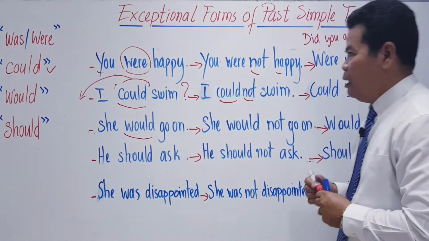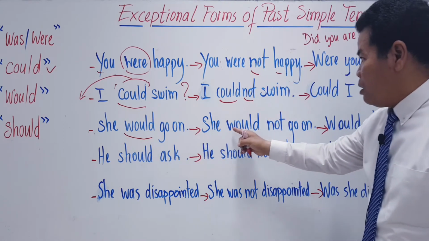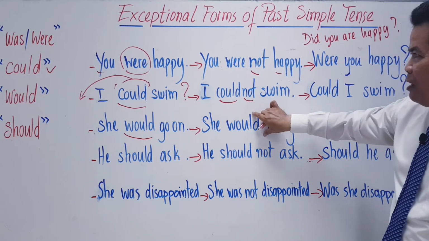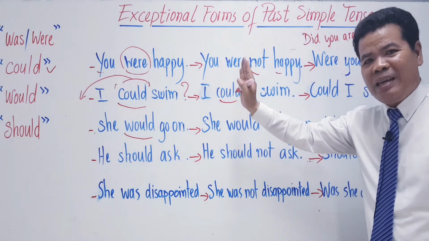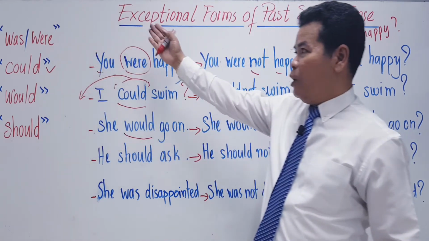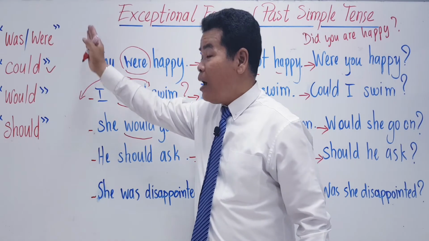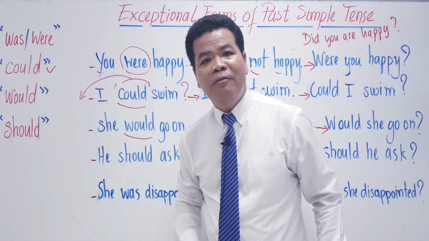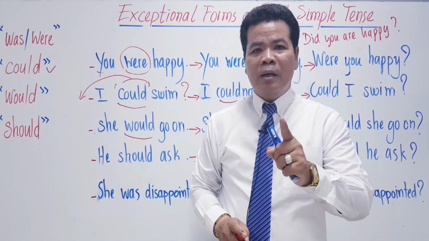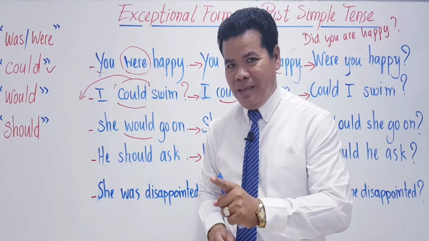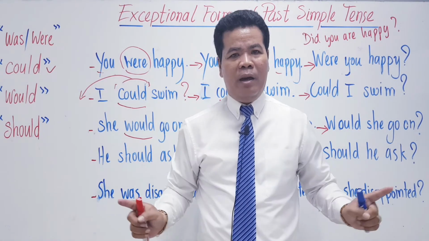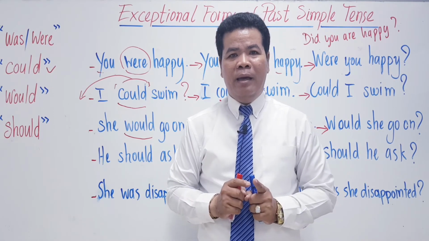Now, let's go. She would go on. She wouldn't go on. Would she go on? The question, the negative, you did not see the word did anymore. Because all the verbs on the board, like was or were, could, would, or should, are all exceptional verbs of the past simple tense. You form the past simple tense by using did in the normal way, but that one is not in the normal way. Exceptional forms.